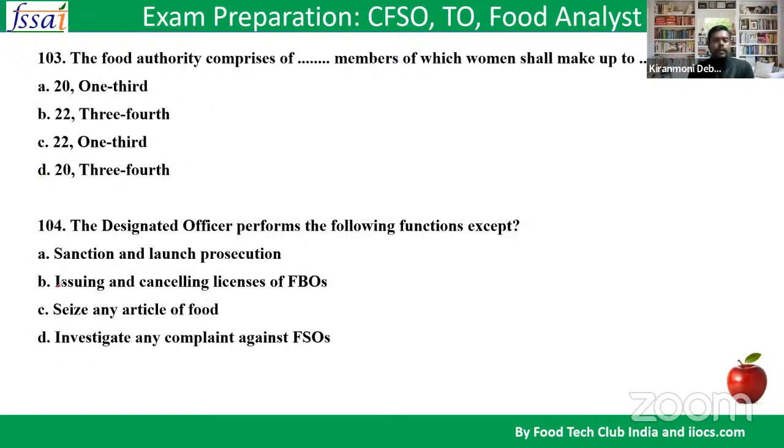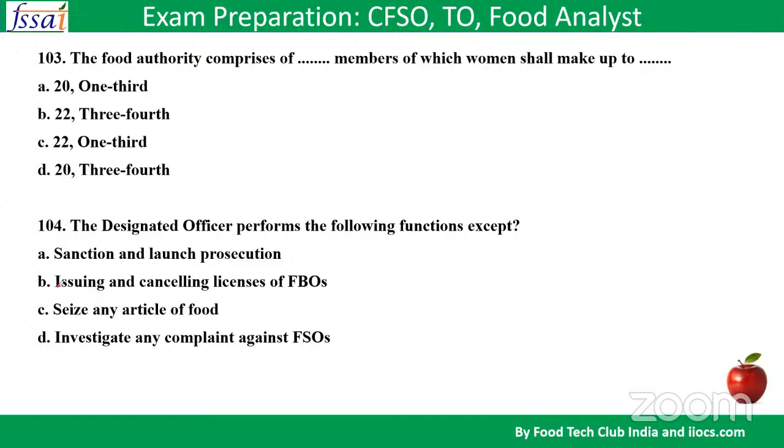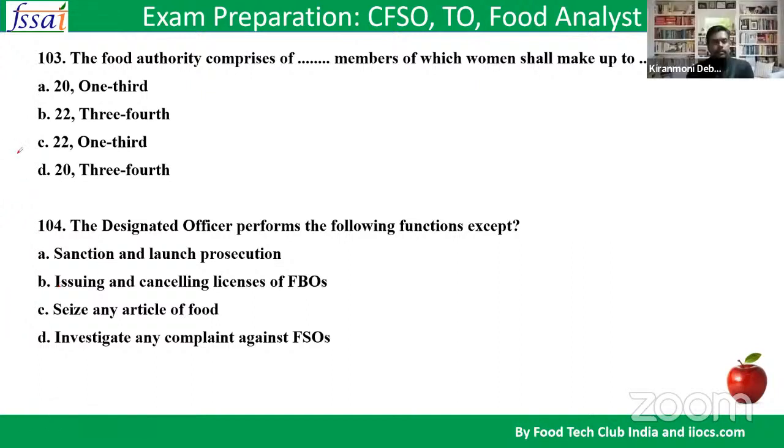Okay, the Food Authority comprises of dash members of which women shall make up to dash. This is a very common question. 20, 1/3, 22, 3/4, 22, 1/3, 21, 3/4. That's the option. Option C, right. 22 members, of which 1/3 should be women.